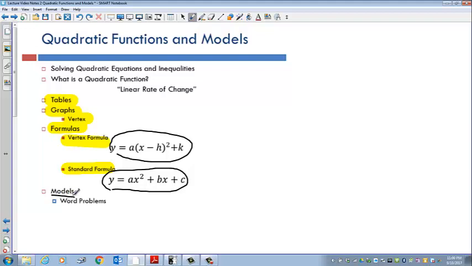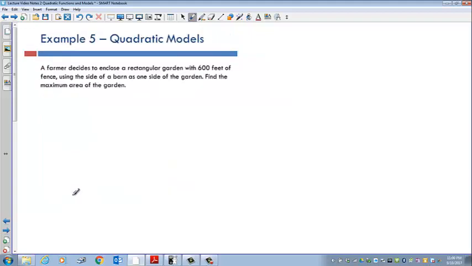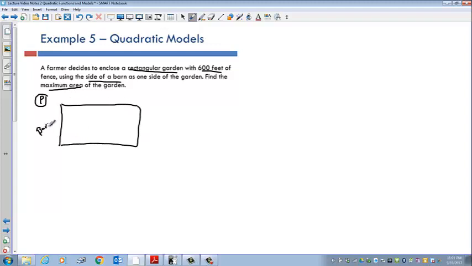So modeling is, of course, one of my favorite topics. It's my favorite because you get to create your own formula from a picture, basically, and use that formula to do something. So remember, my 4 steps for solving any problem in the world, or a word problem in a math class, is first we want to draw a picture. So here we have a farmer decides to enclose a rectangular garden with 600 feet of fence using the side of a barn as one of the sides of the garden. Find the maximum area of the garden. So here you have a rectangular garden, so let's make our garden here. You have a barn for one of the sides, so let's say we have a barn on this side.